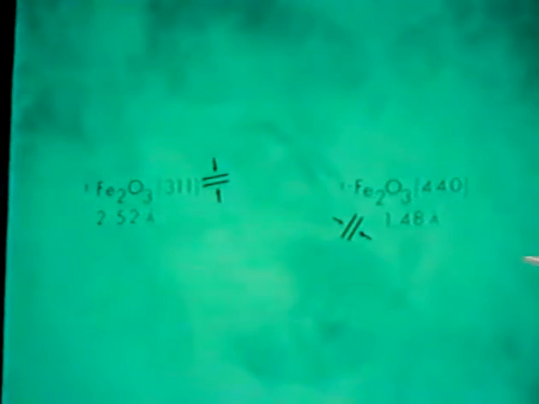This is a high resolution electron microscopy image. As you can see here, these are the lattice fringes for gamma Fe2O3, showing that these are 440 fringes and 311 fringes. This is again from the as received Fe2O3 catalyst.